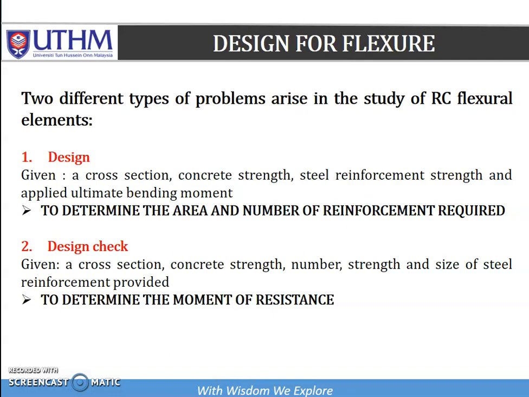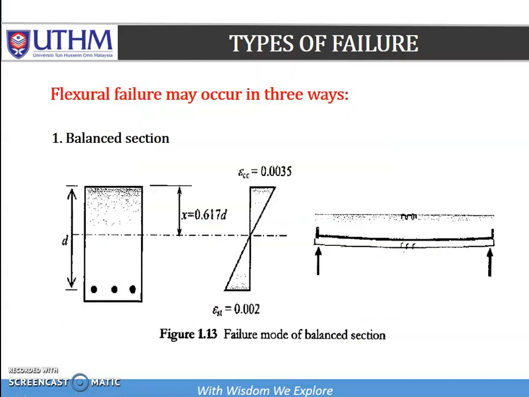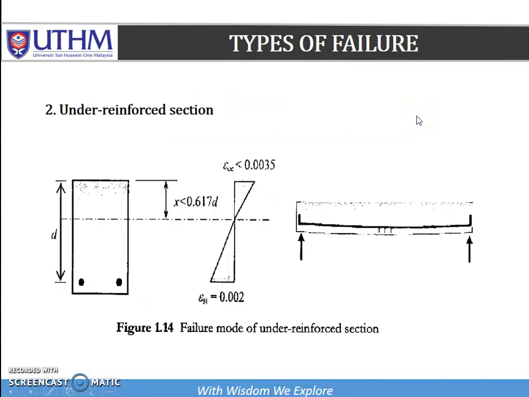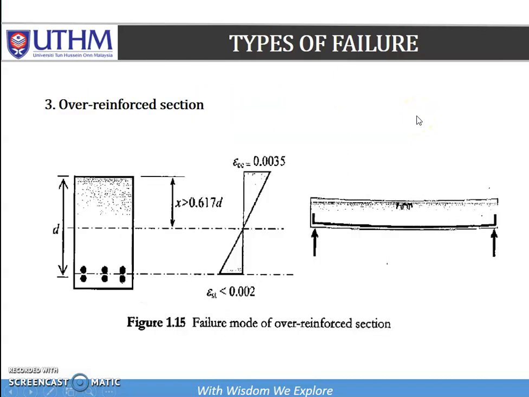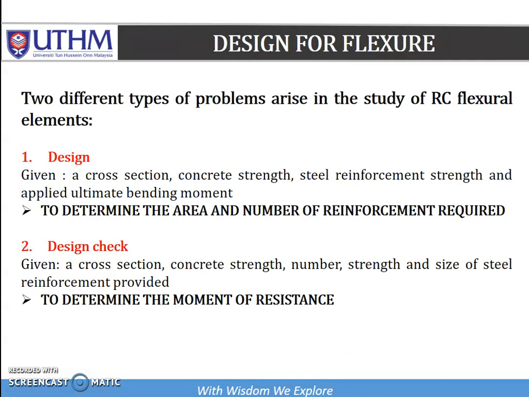Okay, before this, in beam design, we learned about the distribution of stress using the rectangular stress block. Okay, this is the rectangular stress block. And we also learned about the types of failure: the balanced section, the under-reinforced section, and also the over-reinforced section. So today I will highlight some problems that arise in beam design, meaning the examples of how we want to design the beam.